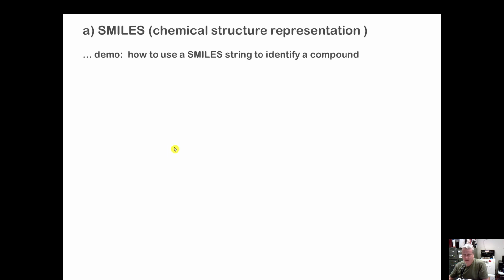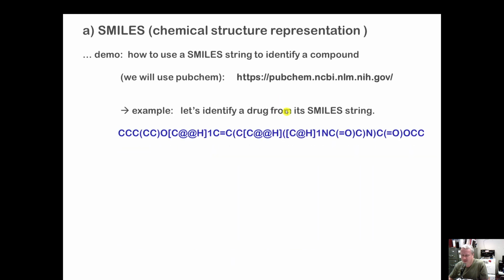If we're given smiles, is there a way to just identify it if it's a known molecule? And the answer is yes. It's such a very common format that a lot of chemical search utilities will just accept smiles. You just paste smiles in. We can also use PubChem, the database by the National Library of Medicine. Let's try it out. So let's identify this drug molecule from its smile string.